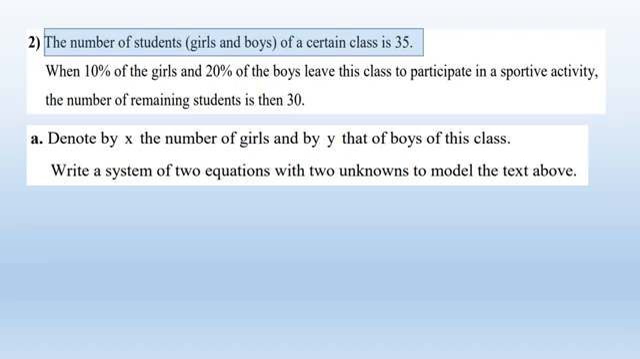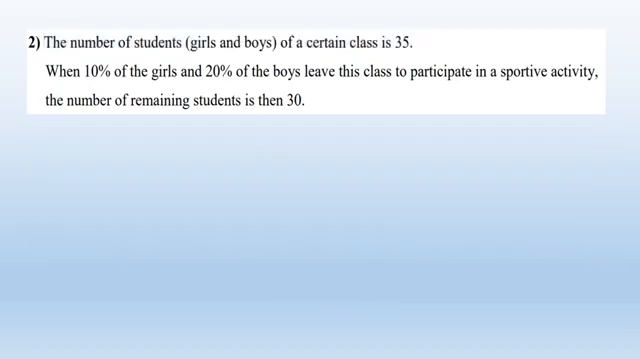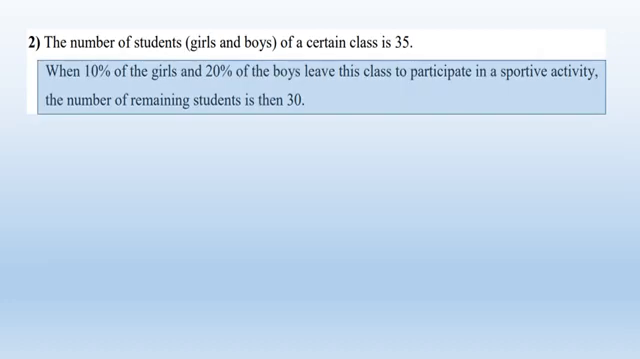Now, he said first that the number of boys and girls before leaving the class is 35. So it's easy that x plus y equals 35. So the first equation was very easy. It is x plus y equals 35. Now let's look for the second equation. He told me that 10% of the girls left the class and also 20% of the boys left the class. Now the new number of students after some students left the class is 30 students.